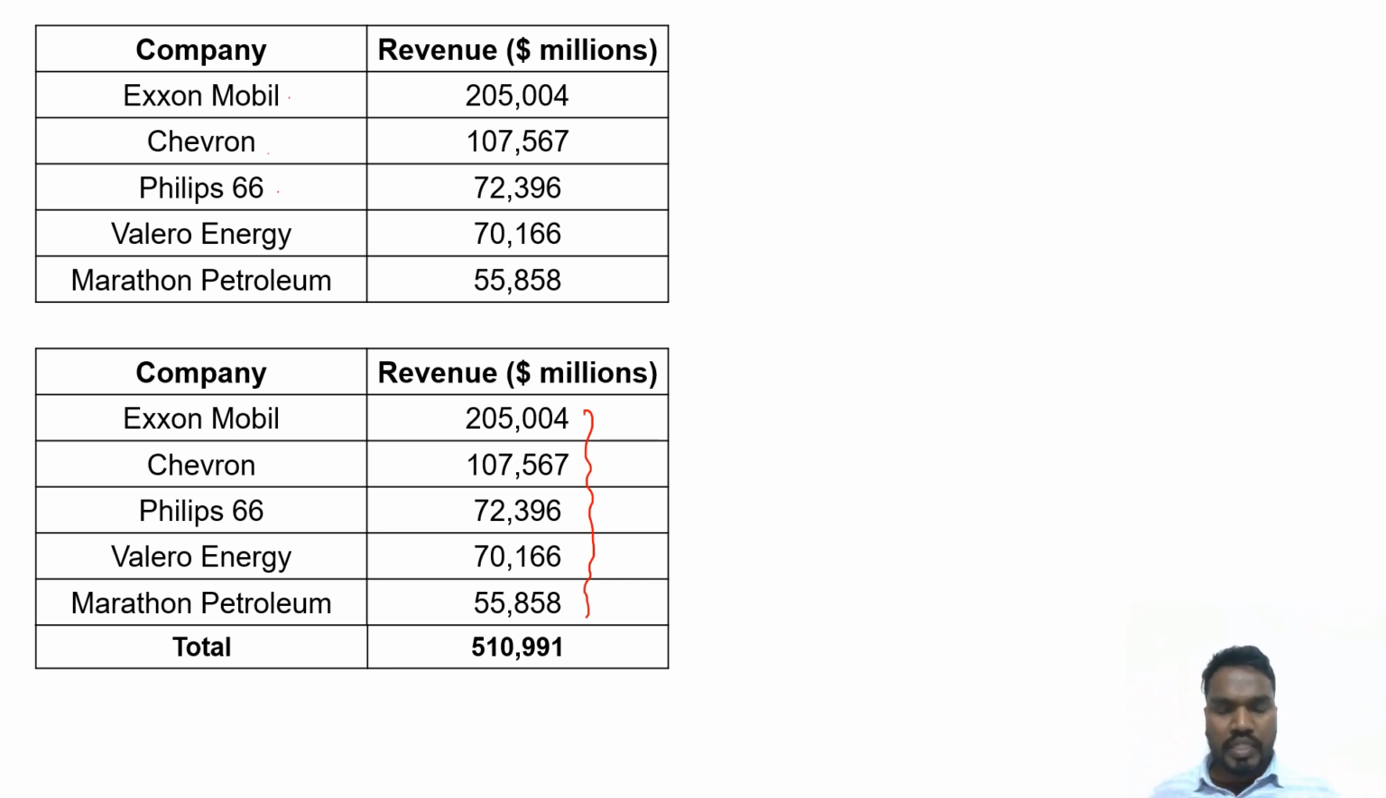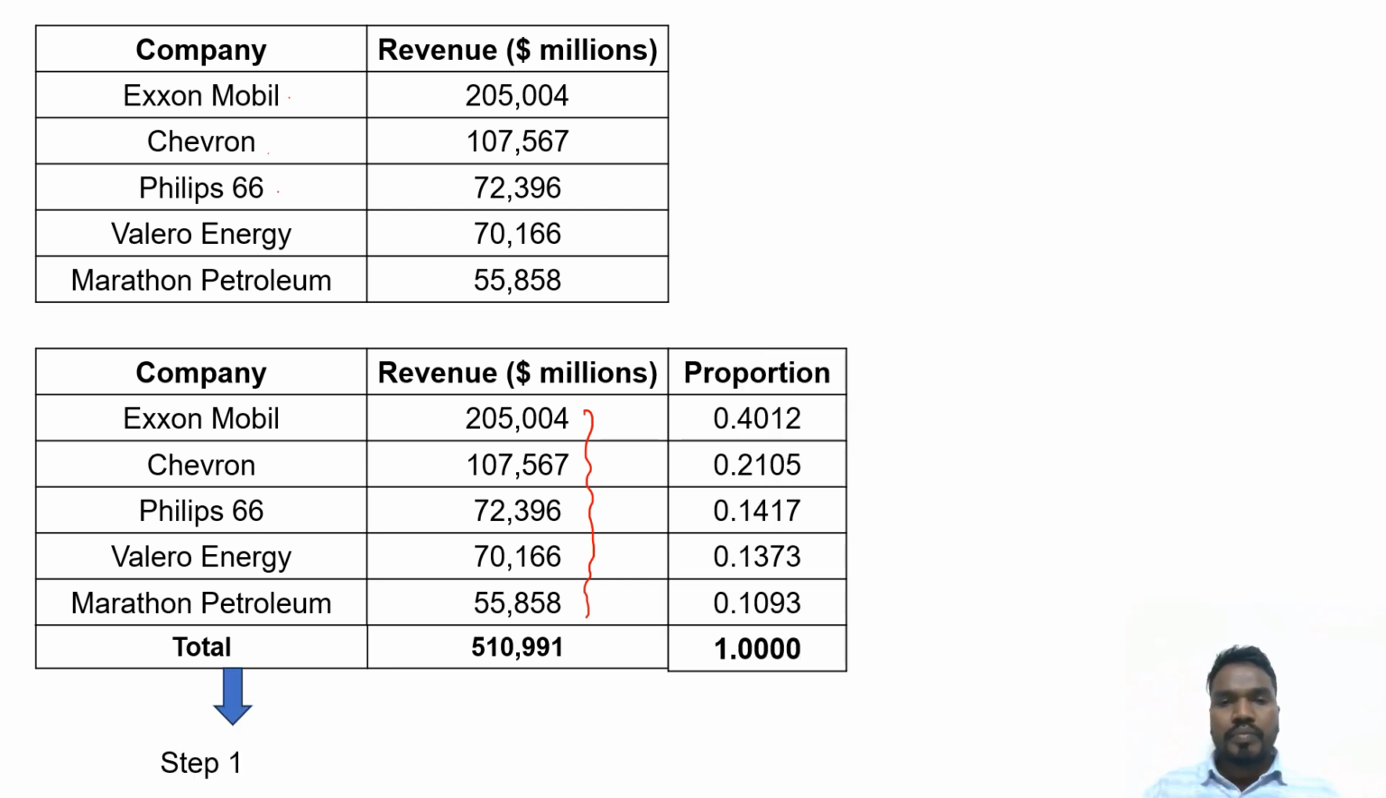Now what do you do next? Out of this total 510991, how much is Exxon Mobil, how much is Chevron, how much is Phillips 66, how much is Valero Energy, how much is Marathon Petroleum? That is nothing but the proportion. So how would you get this proportion here? Suppose, how did you get this 0.0? You have Exxon Mobil's revenue, 205004, out of how much?